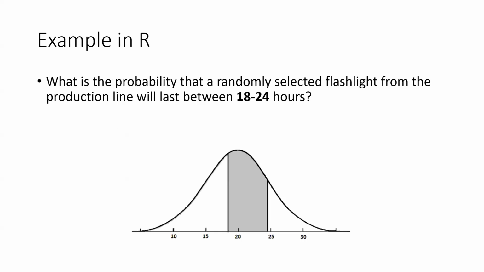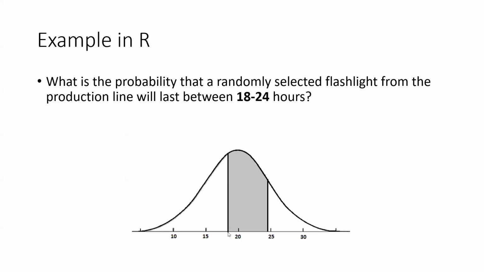So what is the probability that a randomly selected flashlight from the production line will last between 18 and 24 hours? Now remember, it's not equal to 18, it's not equal to 24 hours. We want any value greater than 18 and any value less than 24. It can get as close to those values as possible, but it cannot touch. So it has to be between 18 and 24.